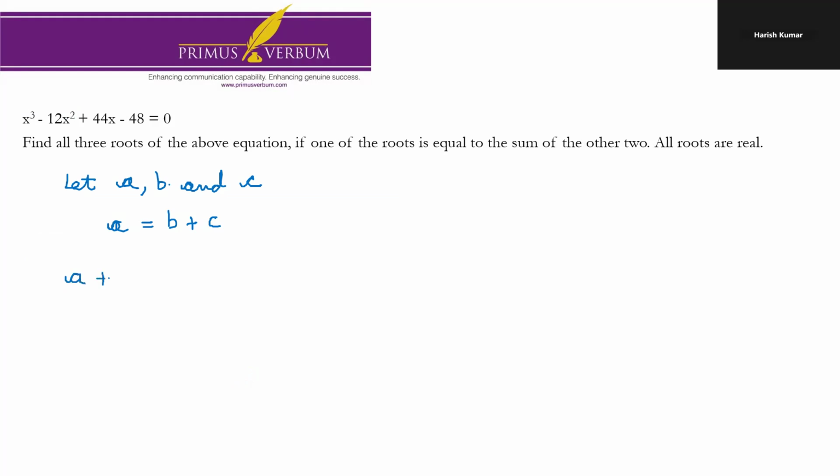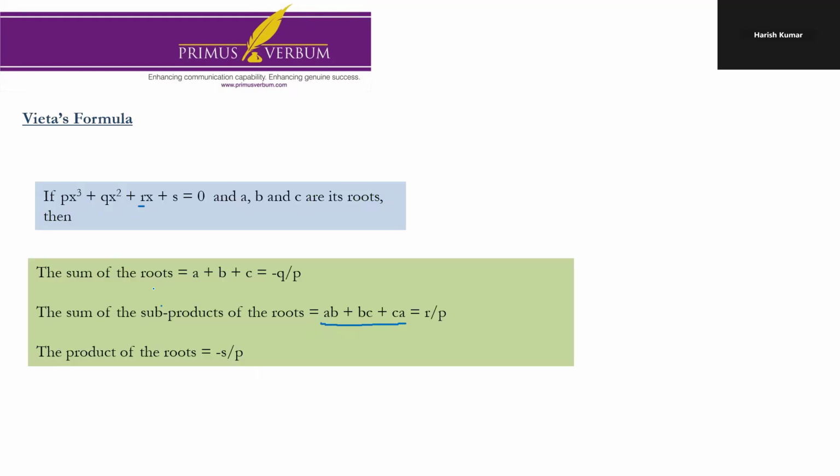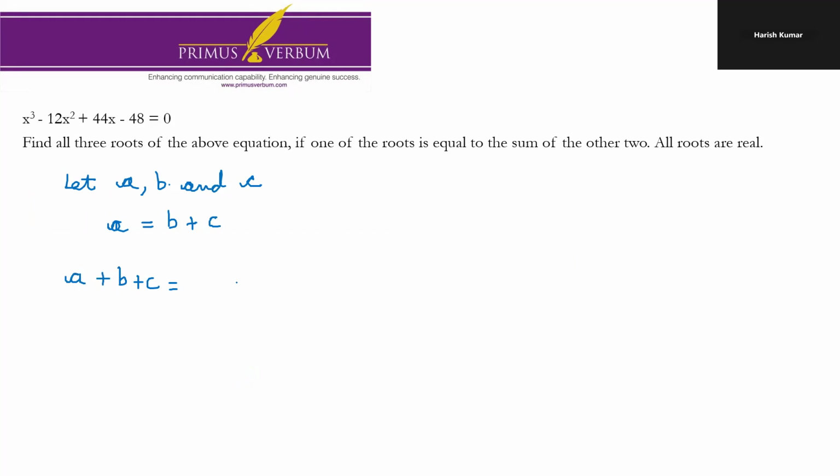the first thing we will do is add up all the roots. A plus B plus C is equal to minus Q by P. In this case, this is going to be equal to minus of minus 12, where Q is the coefficient of the quadratic term, divided by P, which is 1. The coefficient of the cubic term is 1, it's not mentioned. So we have A plus B plus C is equal to 12.